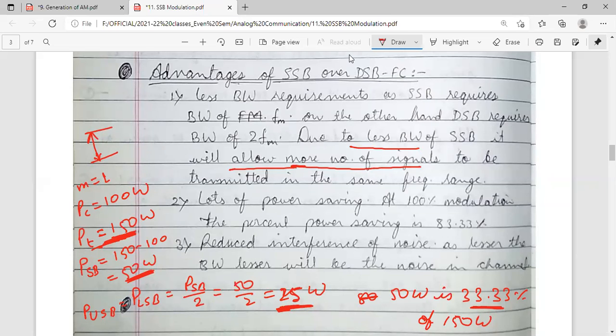Okay, so reduced interference. One of the more advantages, reduced interference of noise. The lesser the bandwidth, the lesser will be the noise in the channel.